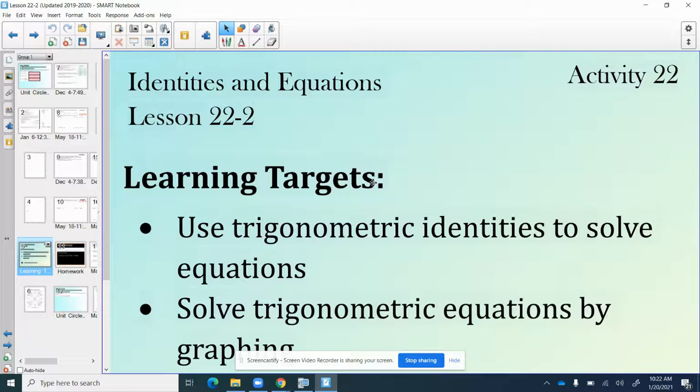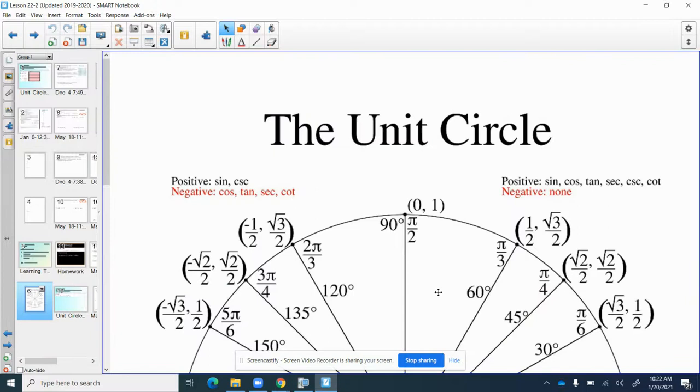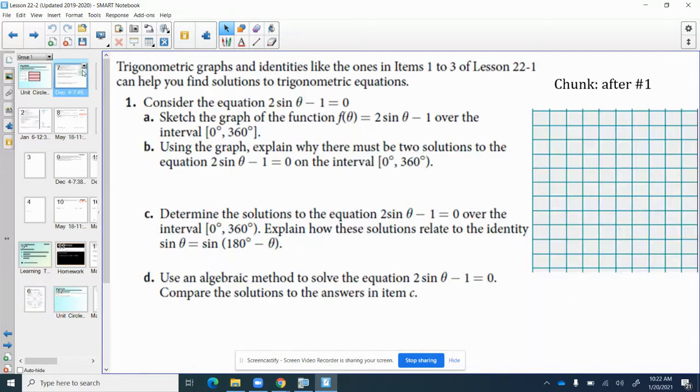Everyone, and welcome to lesson 22.2 on page 297 in your Springboard books. Today we are going to focus on the first page, and then we will move on in more lessons to work beyond this. A lot of this lesson is review, including using your unit circle to help you solve for the inverse and find your angle measure either in degrees or radians.